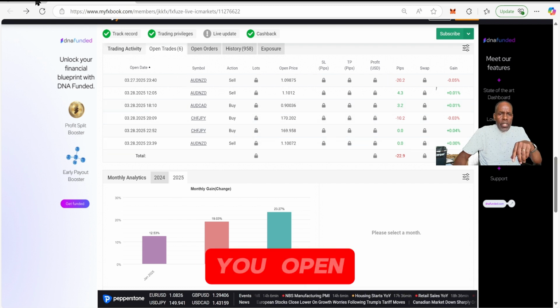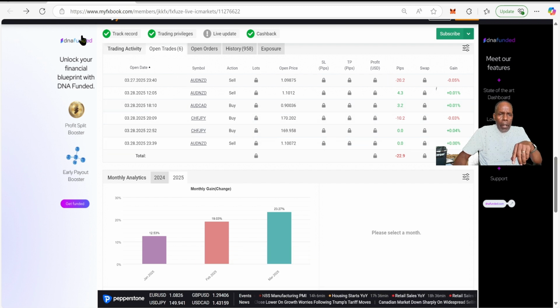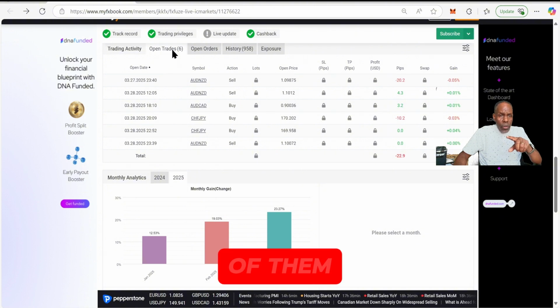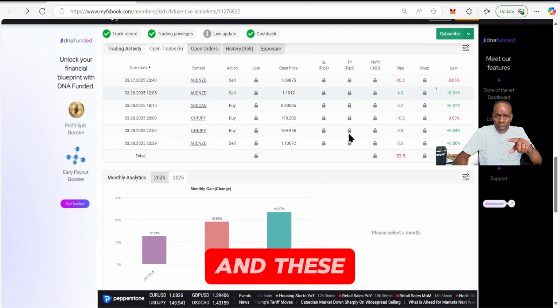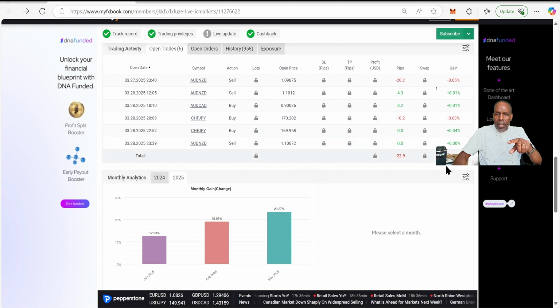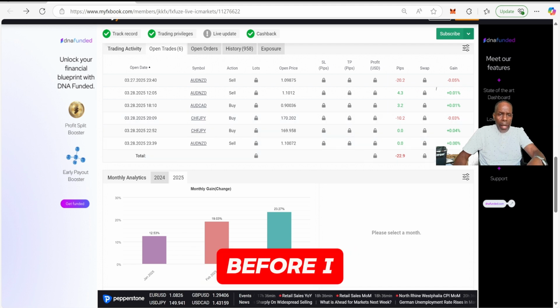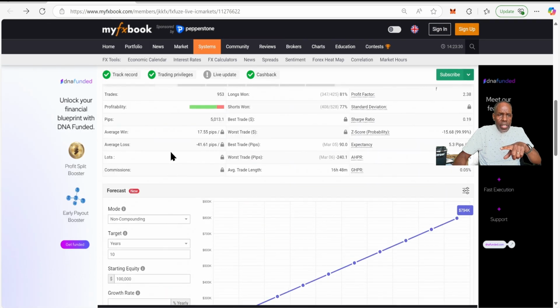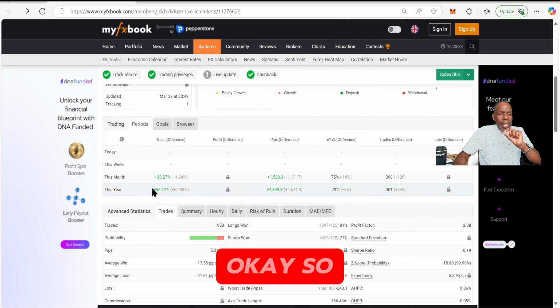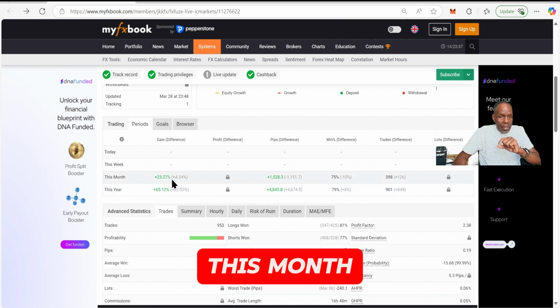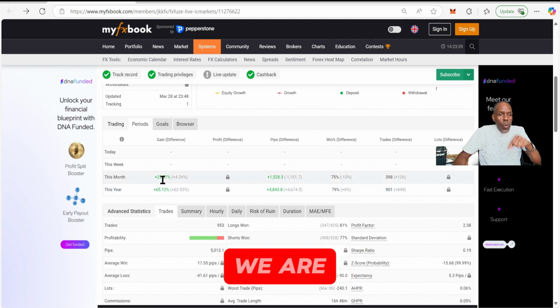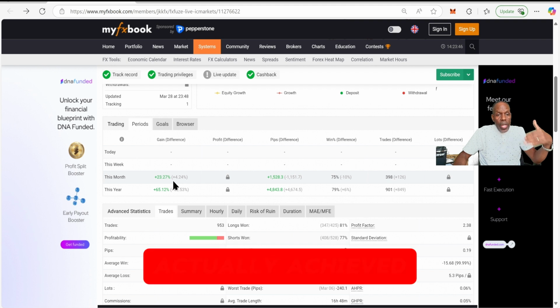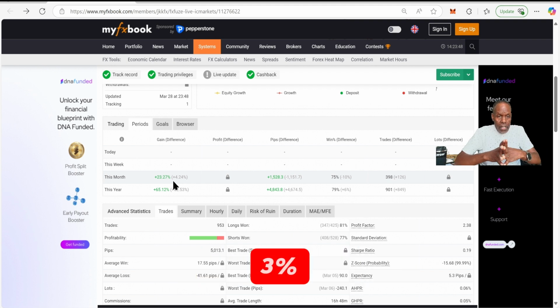All right. Open trades that I'm having are 6 of them currently that are open. And these are the trades that I'm having right here. Before I come to these percentages at the bottom here, let me just show you one more thing right here, okay? So, as I mentioned, this month of March, we are already at 23.27%. This particular week, we actually achieved more than 3%, all right?